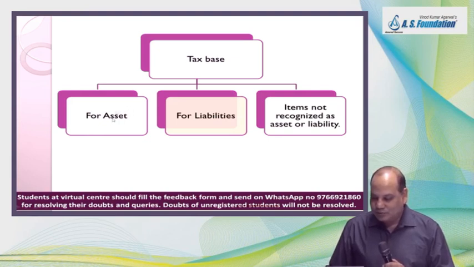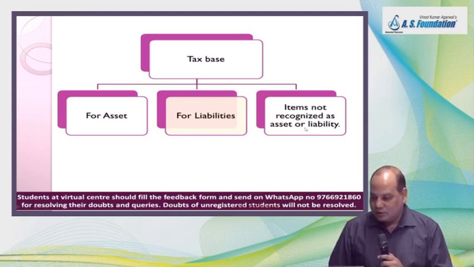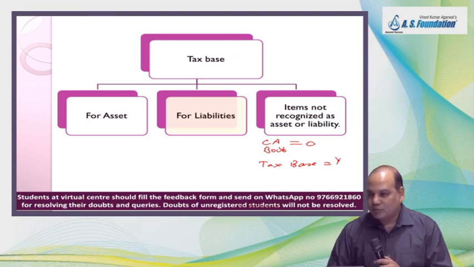What if there is no equity, tax base of equity? So first we'll learn how to calculate tax base for asset, then we'll learn tax base for liability, and then we'll learn items not recognized as asset or liability. That means in the last case, carrying amount in the books is 0, but still it can have tax base. Yes, it is possible.